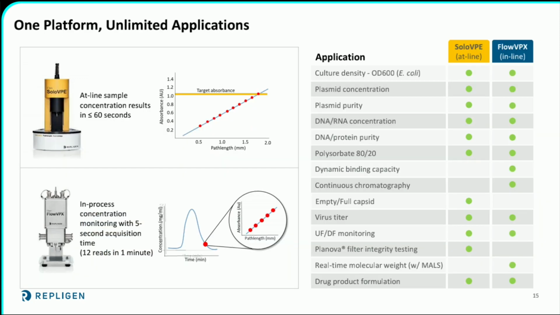As you can see here, both the at-line SoloVPE and in-line FlowVPX systems utilize variable path length spectroscopy, and the method is the same. The only difference is the acquisition reading and time, but in terms of the applications, both essentially cover almost everything. For the FlowVPX, I would say the more common applications revolve around continuous chromatography, dynamic binding capacity, and UFDF.